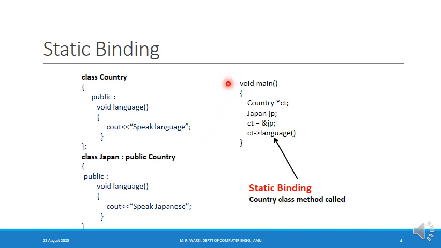In the main function, I'm creating a pointer which is pointing to an object of type country, and I'm creating an object which is of type Japan. I'm making this pointer point to the Japan object. Let me draw the diagram. I have created an object, and this object is of type Japan, and this object is being pointed to by a pointer. The name of the pointer is CT, and this pointer is of type country.